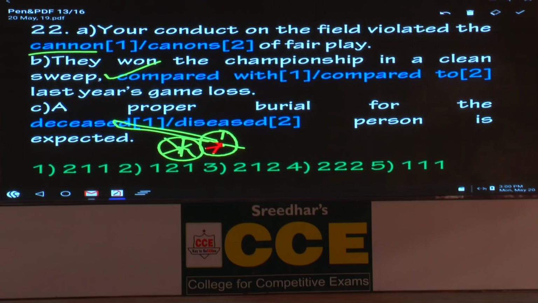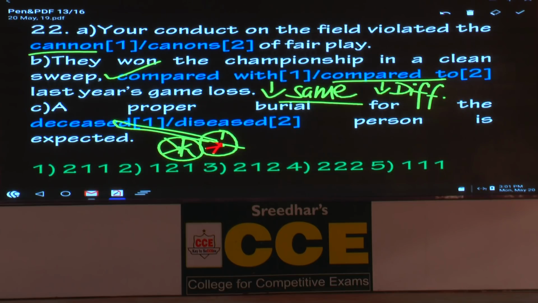Please make a note. I will give the reason why. "Compared with" is used, please make a note, when you talk about similar things, related things, same or similar. They are talking about the championship, they are talking about last year's game loss. Are they similar or not similar? Similar. So "compared with". Then you write "compared to", different. Not the same, you talk about different things.